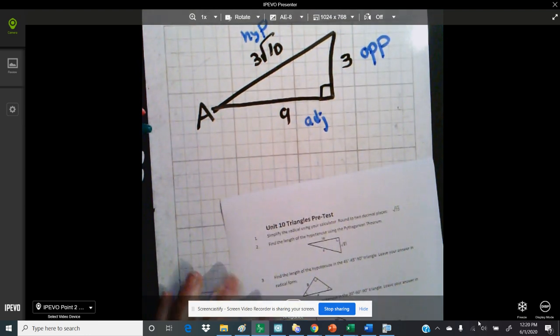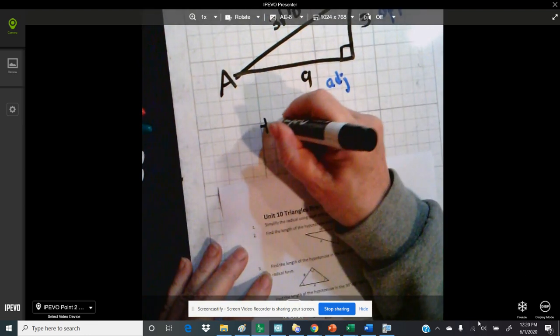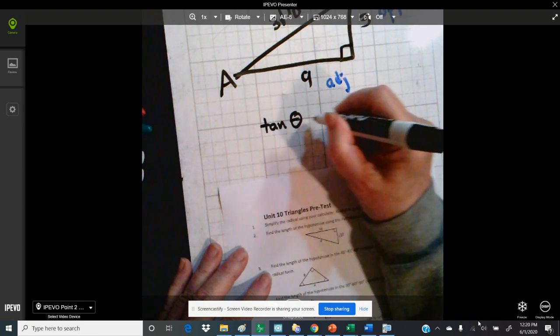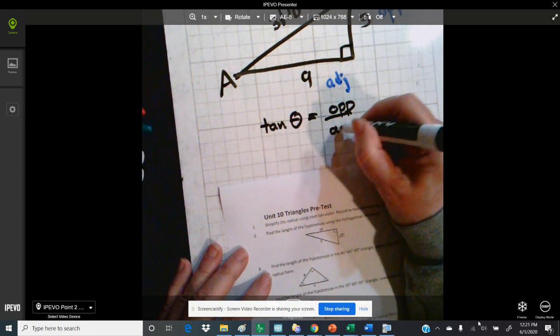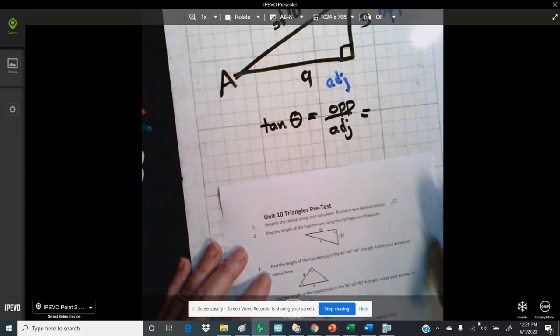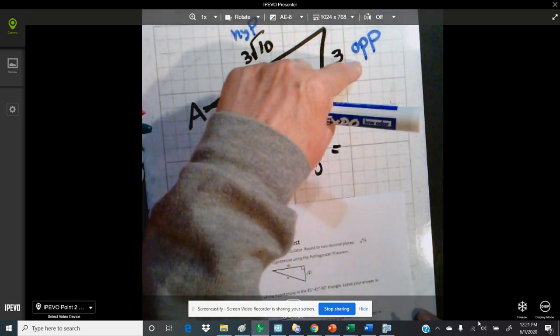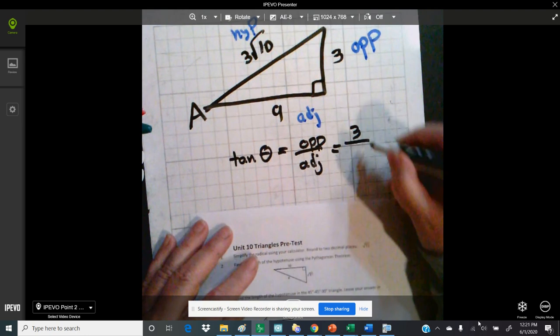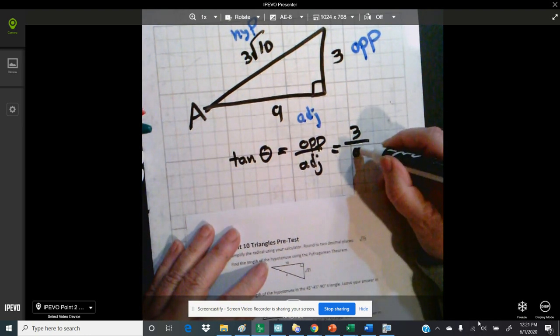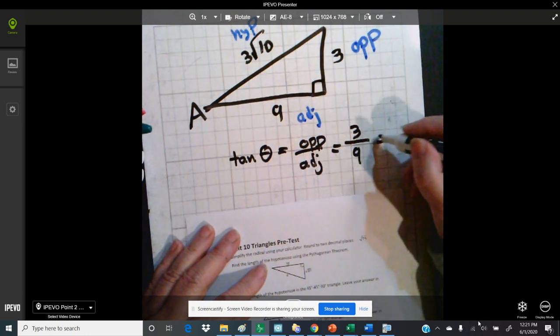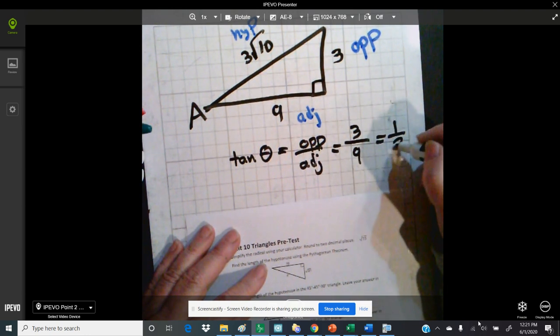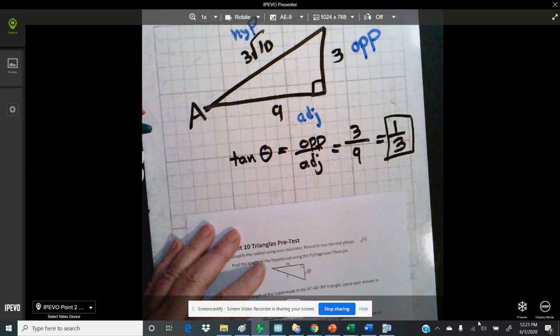If I remember my trig functions, the tangent of some angle is going to be my opposite over my adjacent. If I look at this, my opposite is 3. My adjacent is 9. So the tangent is 3/9, but I can simplify that fraction by dividing numerator and denominator by 3. So the tangent would be 1/3 or 0.333.